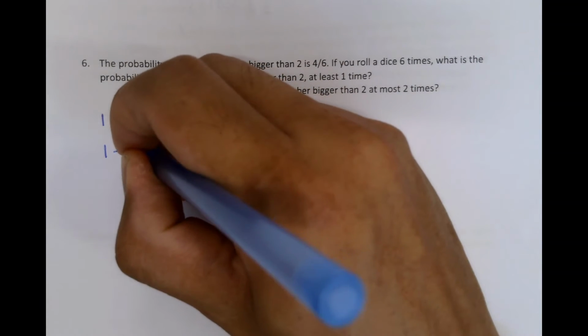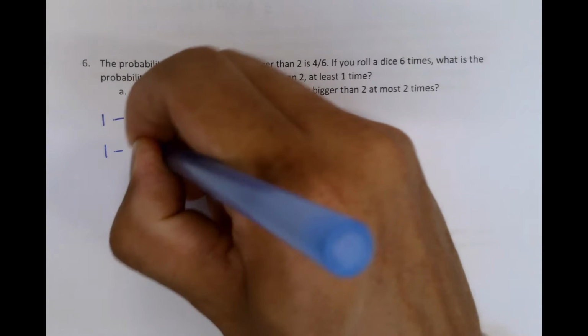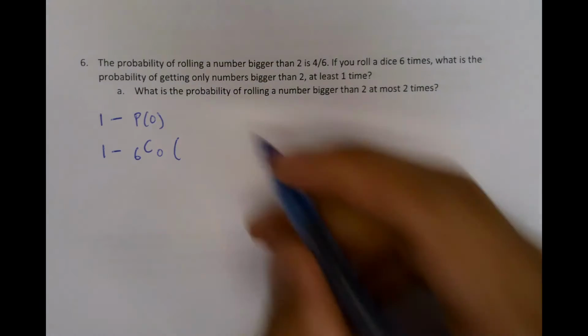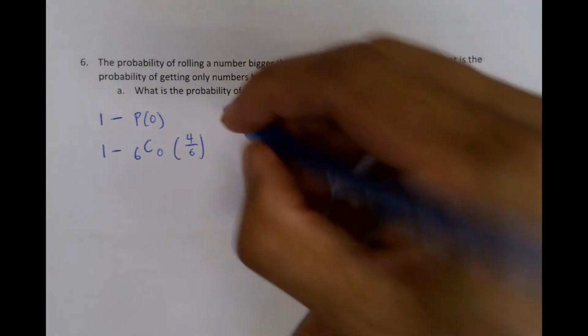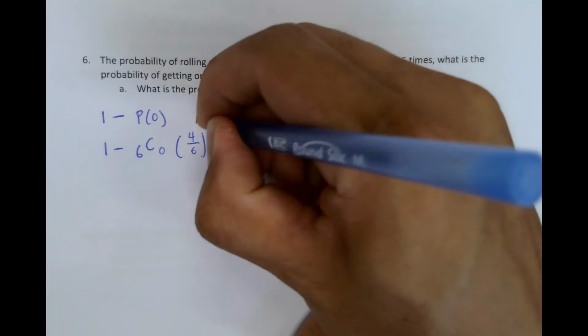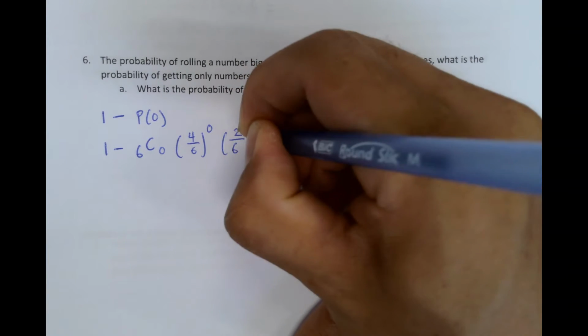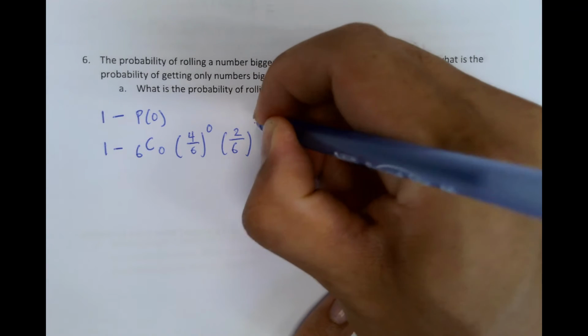So we're going to roll the dice 6 times. So it's going to be 6C, and here we're going to get it 0 times. The probability of getting a number greater than 2 is 4/6. This is going to happen 0 times. And we know that I want to roll a number that is equal or less than 2 all 6 times.